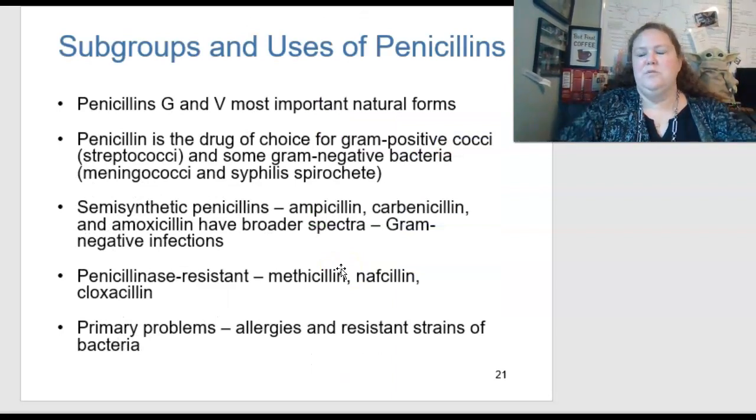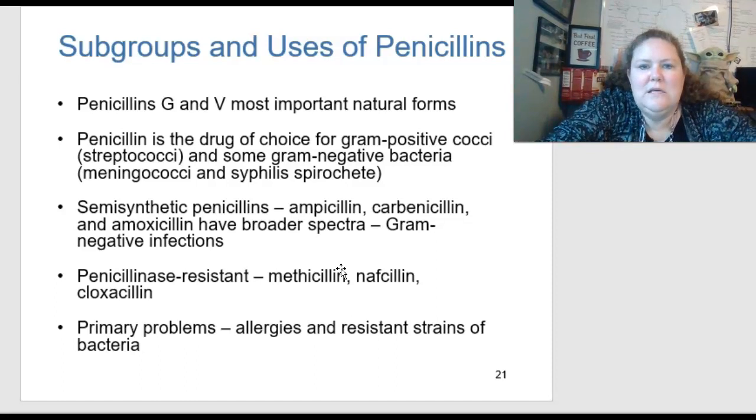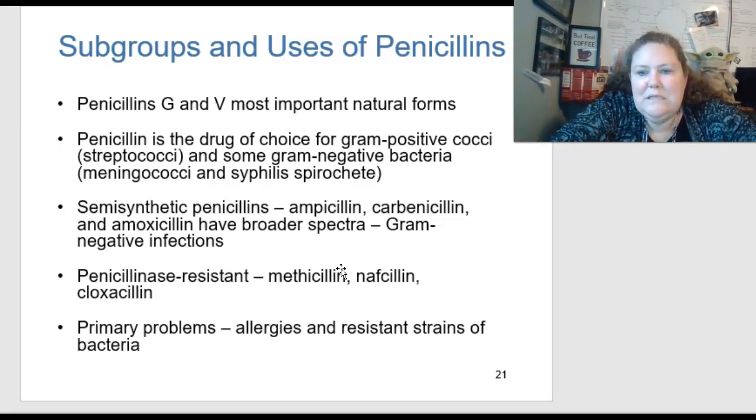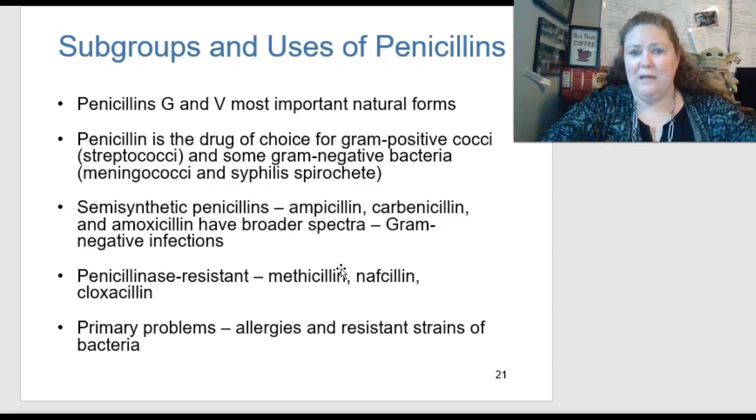So when we're talking about the subgroups and the uses of these penicillins, penicillins G and V are the most important natural forms. Penicillin is the drug of choice for gram-positive cocci, like streptococci, and some gram-negative bacteria, such as meningococci and the syphilis spirochete. We also have the semi-synthetic penicillins, which are half natural and half man-made, like your ampicillin, your carbenicillin, and your amoxicillin. These are broader spectrum and target gram-negative infections.